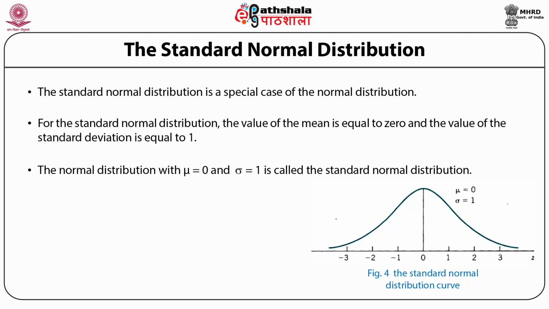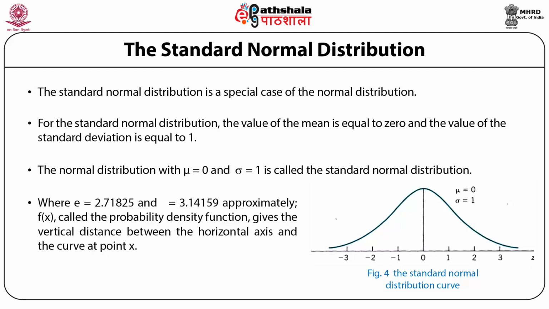The equation of the normal distribution is given here, which is f(x) is equal to 1 upon sigma under the root 2 pi into e raised to the power minus 1 upon 2 in brackets x minus mu divided by sigma whole square. So this is the equation for the normal distribution, the probability distribution function for the normal curve, where e exponential is approximately 2.71825 and pi is taken as 3.14159 approximately.